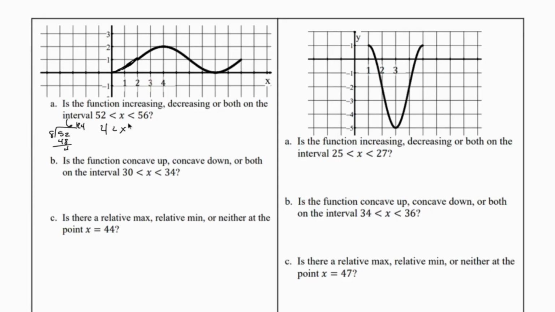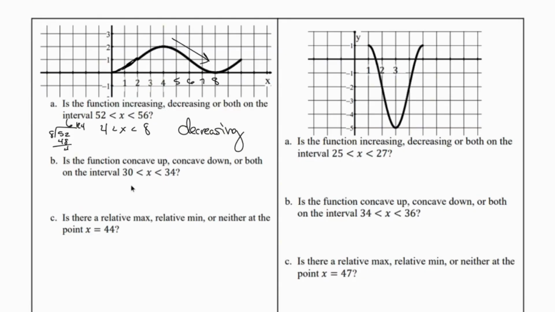Now, I'm not going to do a division problem again. 4 units later is going to behave like 8. 52 to 56 is the same thing as 4 to 8. From 4 to 8, here's 4, 5, 6, 7, 8. What we are doing from 4 to 8 is decreasing. Decreasing and decreasing only.